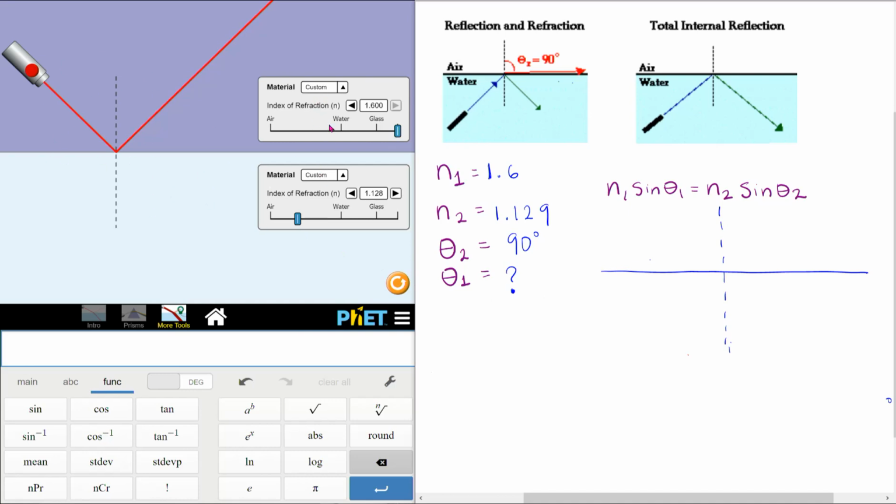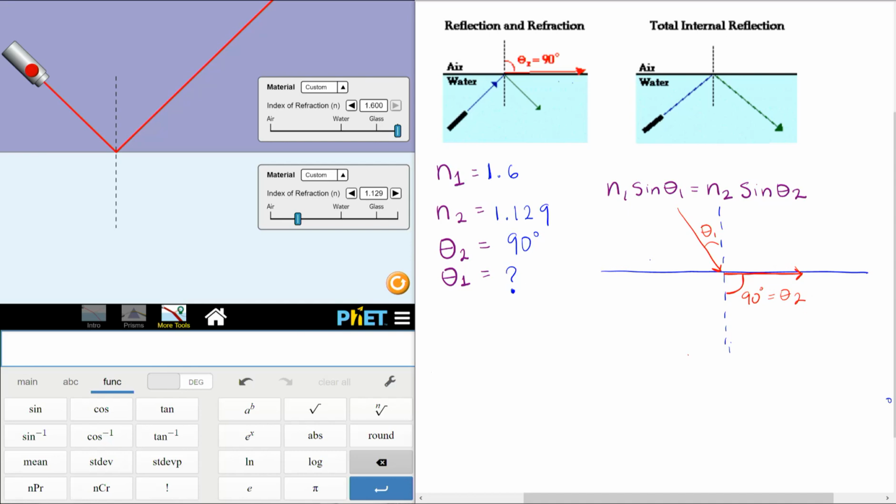I have two random mediums. One has a 1.6 refraction index. The other one has a 1.29 refraction index. So what is happening is the ray is coming in at my angle 1, or my angle of incidence, and here what I'm getting is an exact 90-degree angle. That's the maximum that I can go for my angle 2.